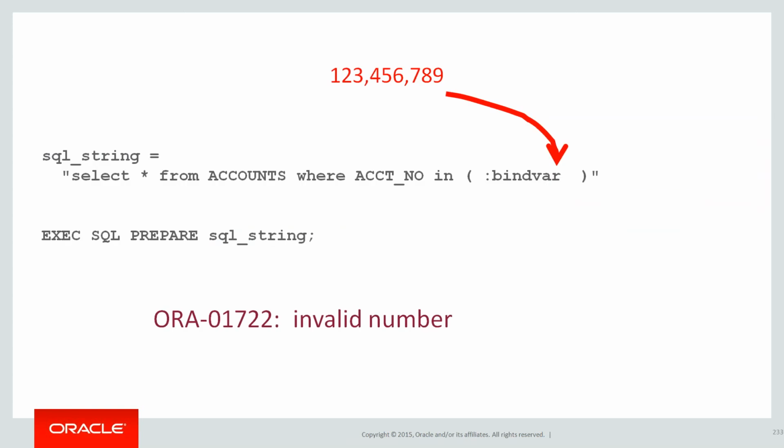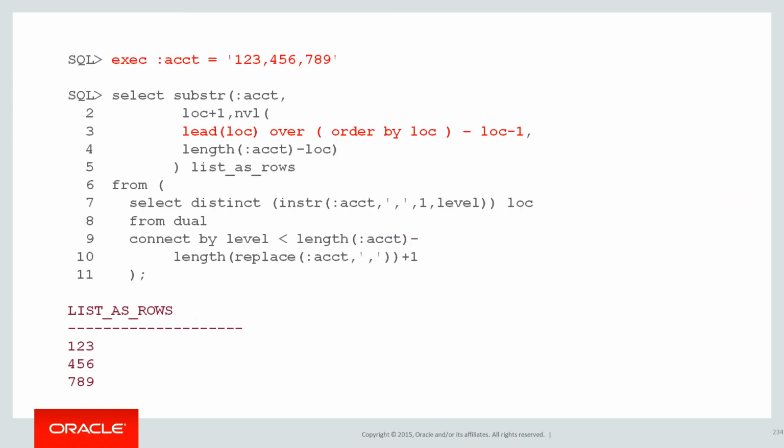The problem is you can't just type in 1, 2, 3, 4, 5, 6, 7, 8, 9 into a bind variable. You get invalid number. Oracle doesn't treat it as 3 numbers. It treats it as 1 number with commas, which is illegal.